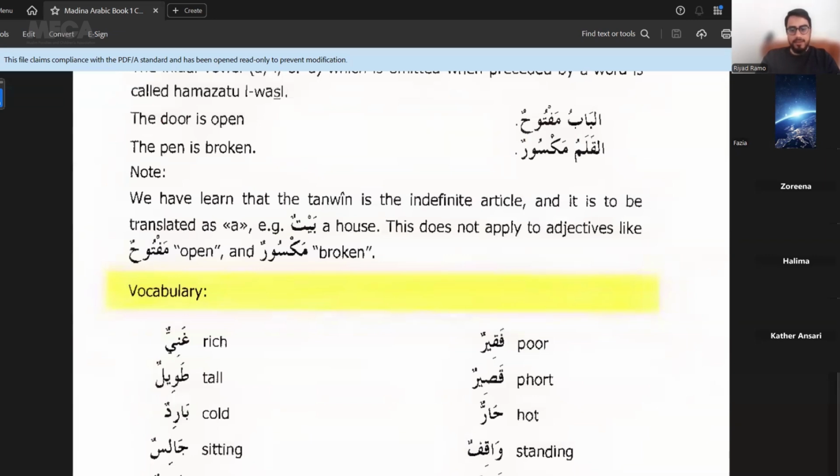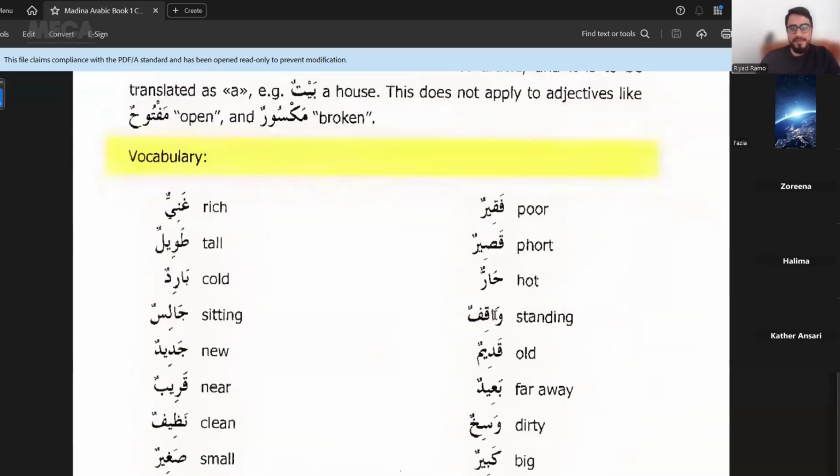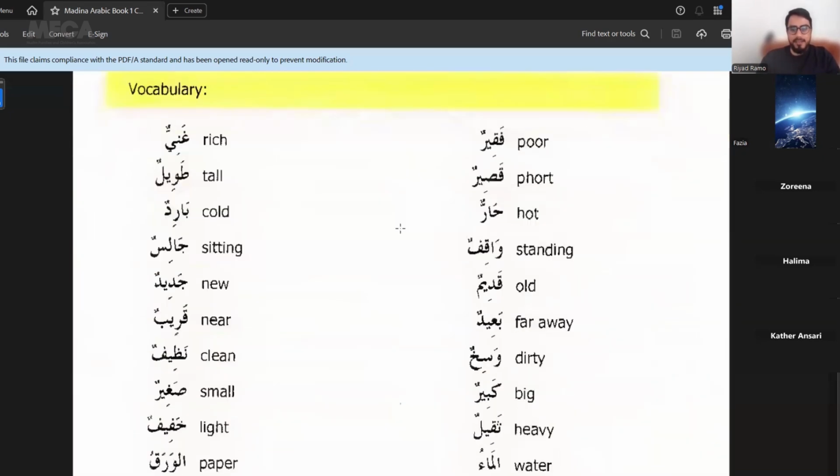Did anyone review the vocabulary? Yeah, I did, but I don't remember. It's a lot of words. It's okay, no problem. Okay, because this is a big chapter, so there's a lot of vocabulary.